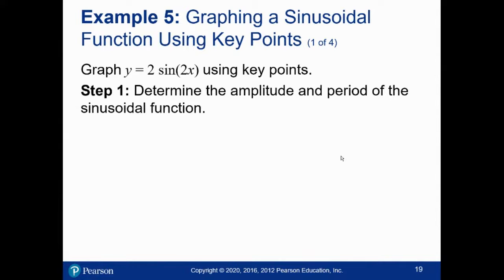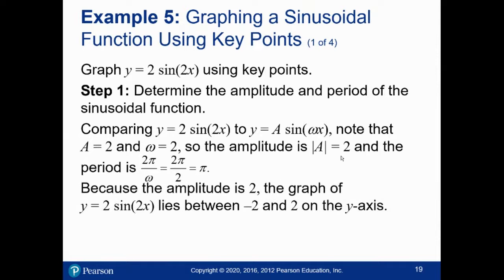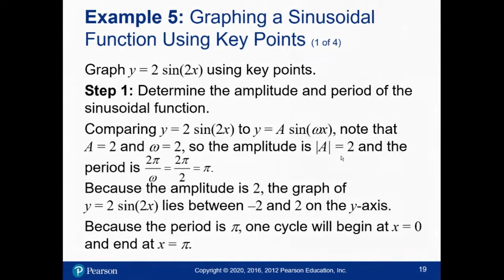So determine the amplitude and period. Well, the amplitude is just 2, and the period is exactly pi. It's 2 pi over that 2 that's inside the parentheses. So we know the amplitude is 2, so everything that happens is between y equals -2 and y equals +2. And the period is pi, so I can draw a complete cycle going from 0 to pi.